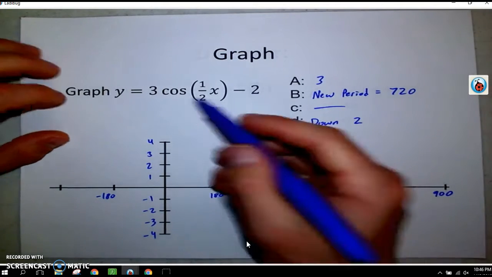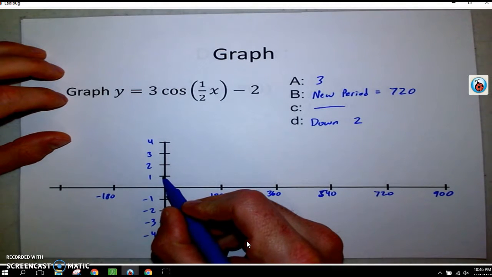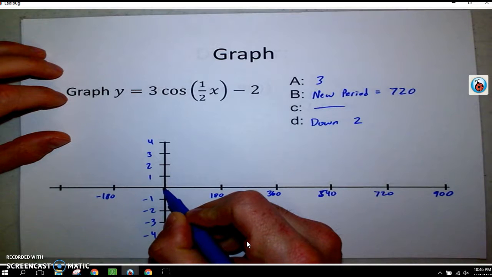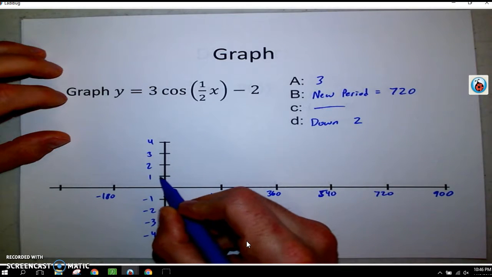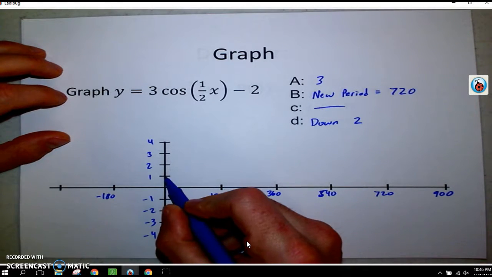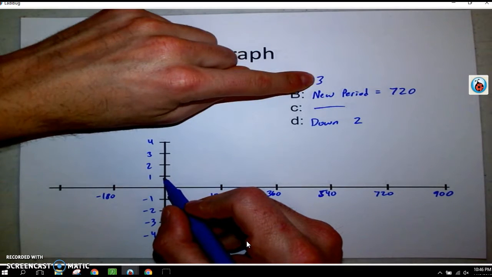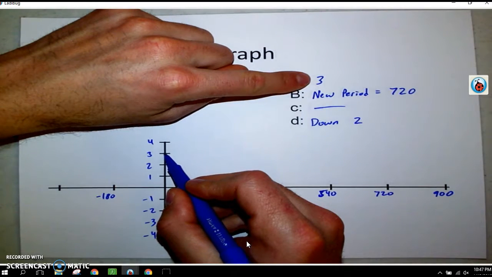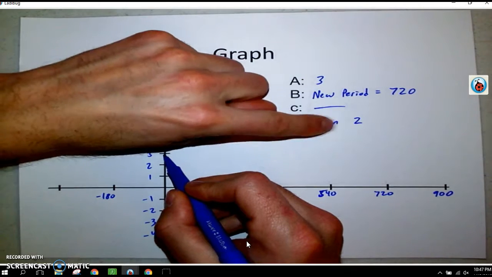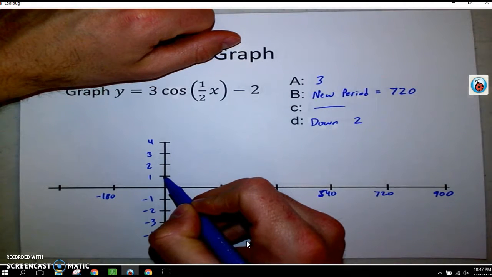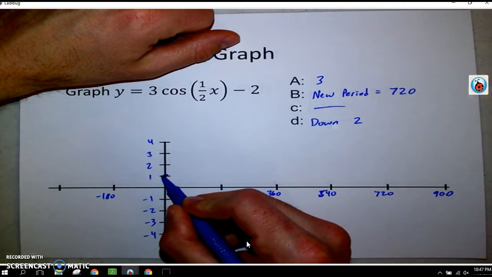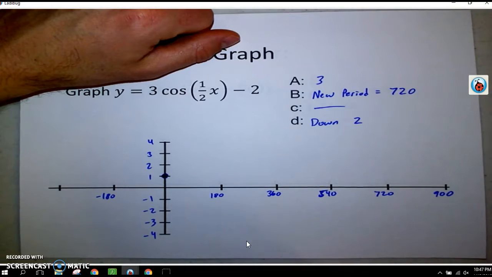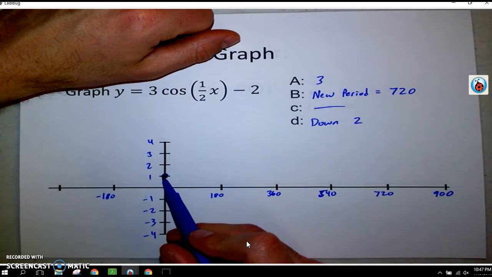Now, cosine at 0 would typically be the top, one of the local maximums, and it would be at 0, 1. But this time I've got a new amplitude of 3, so I'm starting up here, but now I need to shift that down 2 units. So I actually end up going right back to the same location here at 0, 1.